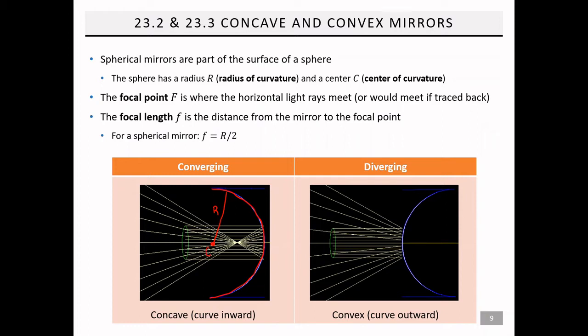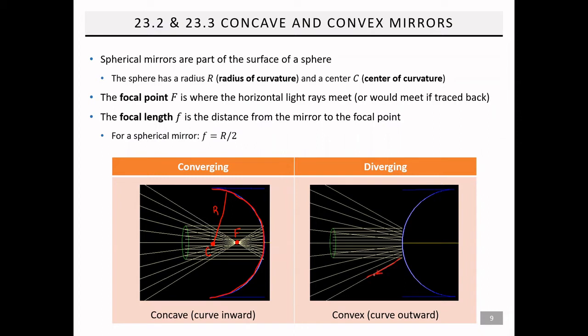labeled C. The focal point for this mirror is where the horizontal light rays meet. In the case of a concave mirror, all of the light rays actually meet at a single point. This is the focal point for a concave mirror. For a convex mirror, the outgoing light rays do not actually meet at a point. So what you have to do is trace all of the outgoing light rays backwards, the outgoing light rays being the ones that have already reflected.